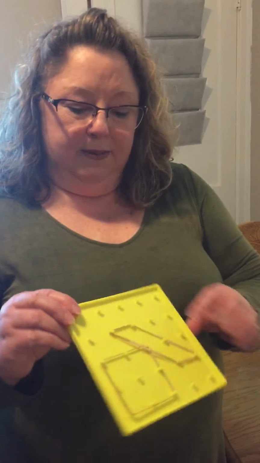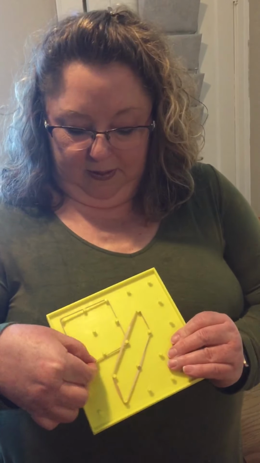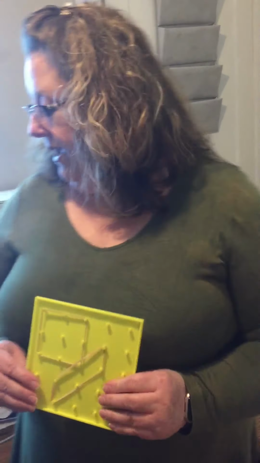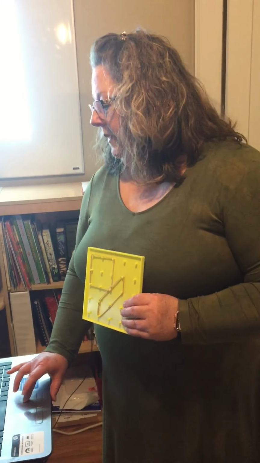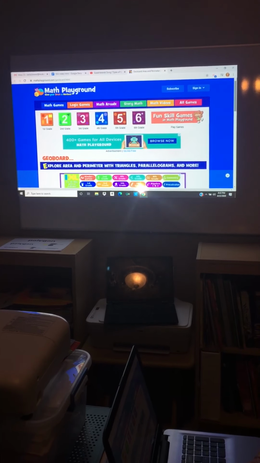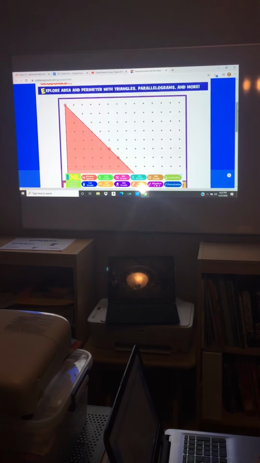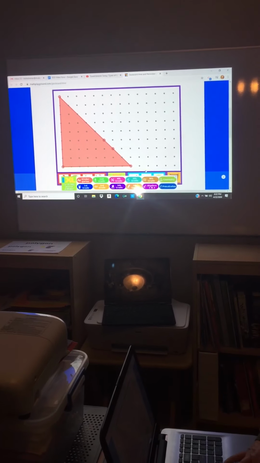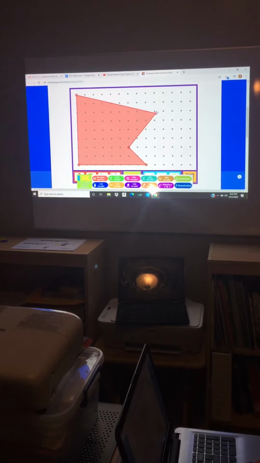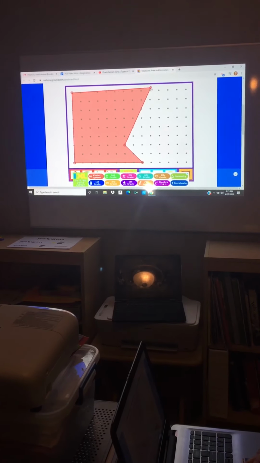At school, sometimes we use the Geo board with rubber bands and we stretch these out and we make different quadrilaterals. But I have a game that I want to show you that's online where you can do this same activity. It's on a website called Math Playground, and it has an online Geo board. And notice that you just click and drag and you can make any kind of shape.